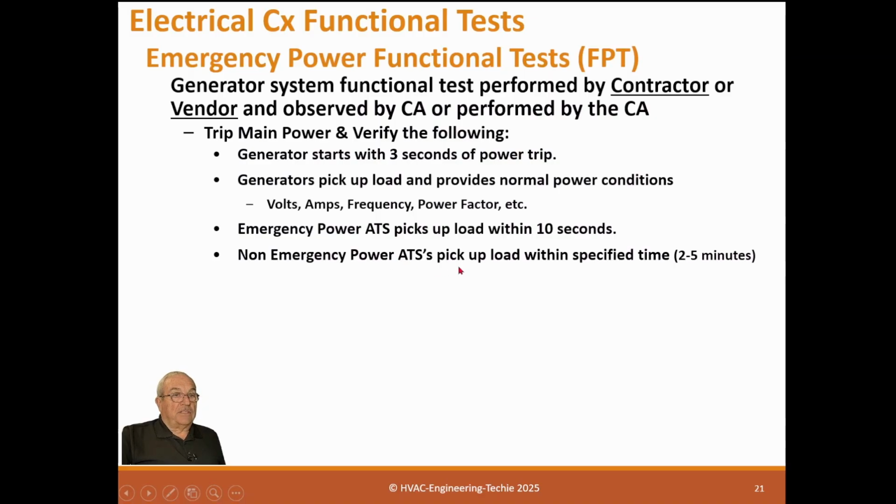Non-emergency power ATSs pick up loads within the specified time. Might be 2 to 5 minutes, or might be longer if you have a bunch of them sequenced in series. So it might be 2 minutes for the first one, 3 minutes for the second. You know what I mean? You could get out to maybe 10 minutes or so if they're sequenced. But these are non-critical loads.